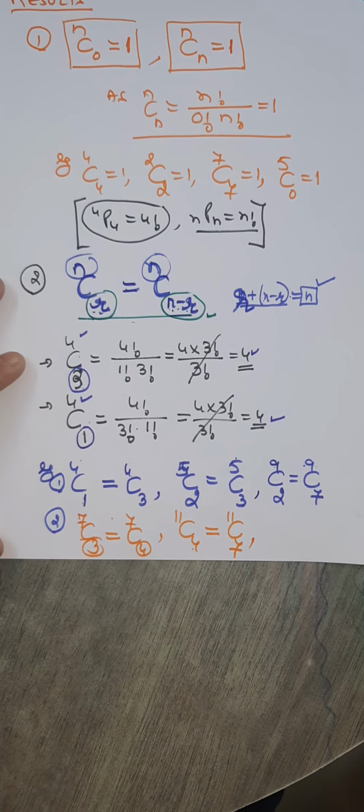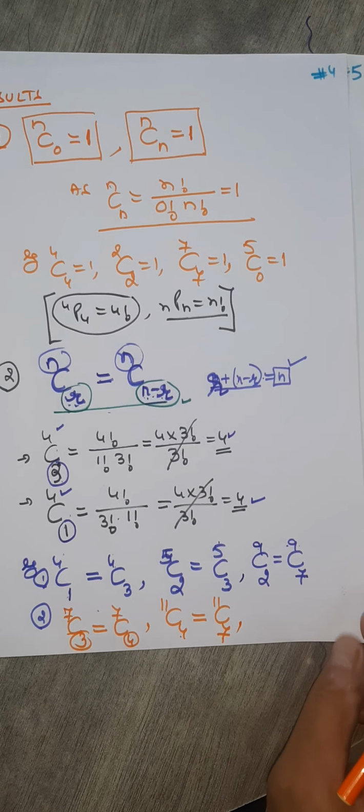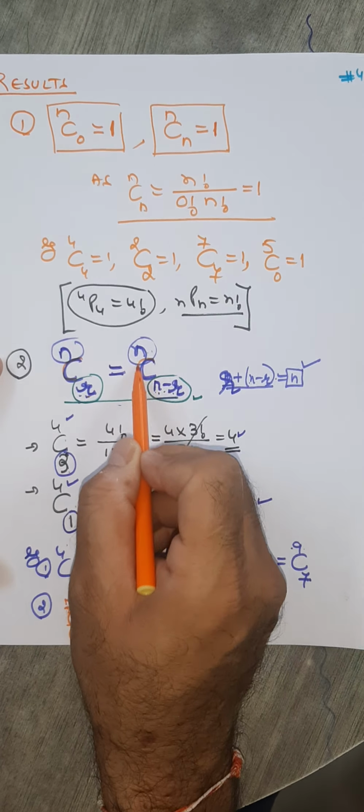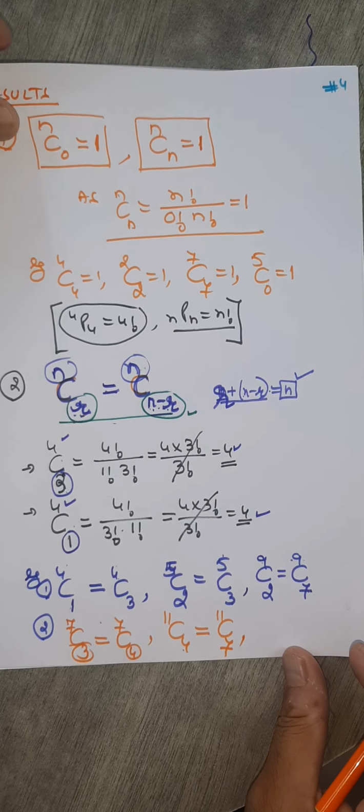Okay, so this is the important result, remember. If the sum of these two is the upper number, then these combination values are equal. Fine. One more, the third result. Let me write the third result.